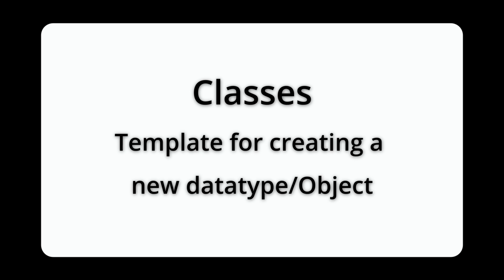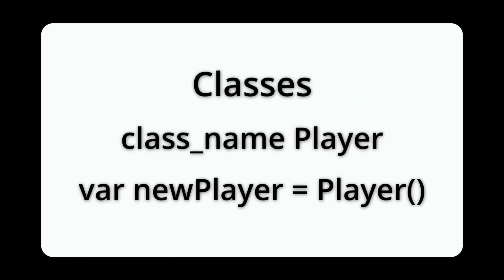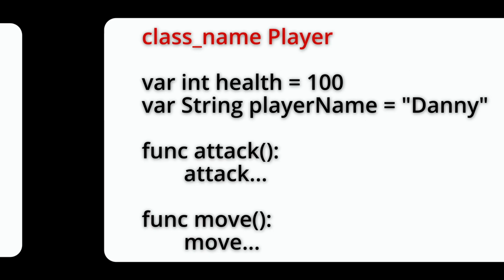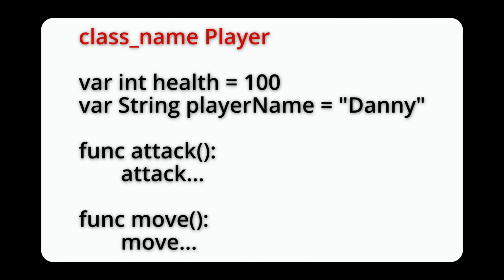It's also referred to as an object. Like functions, instead of having to rewrite the code for creating a new object every time we want to create it, we can instead create a class that we can instantiate every time we want a new object of that class. For instance, we may have a player class in an RPG.